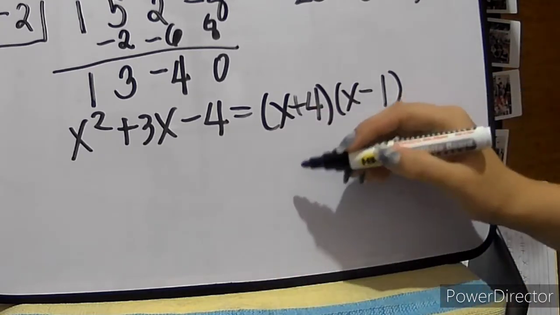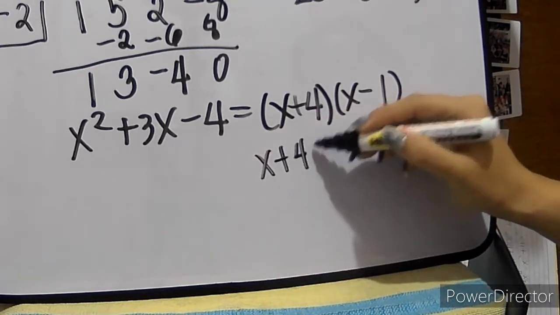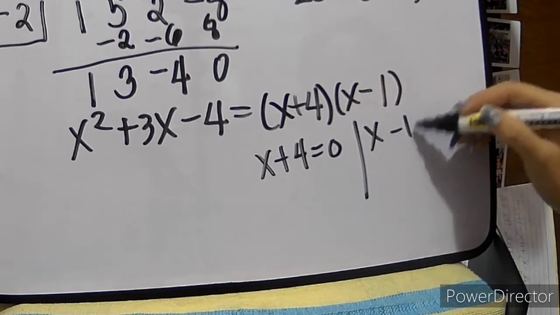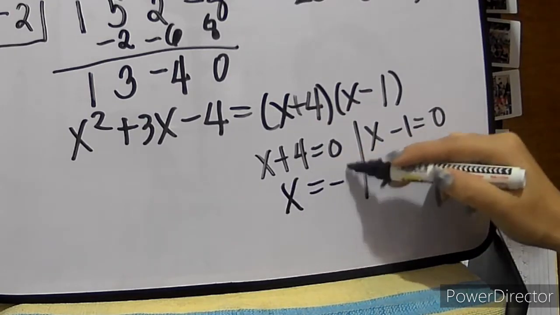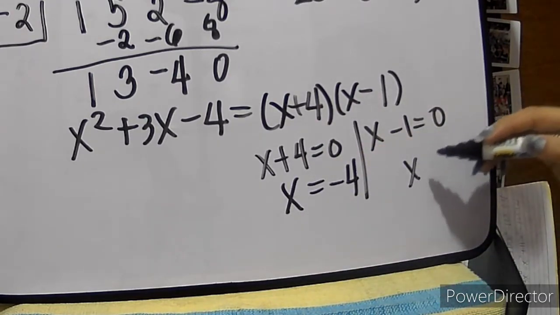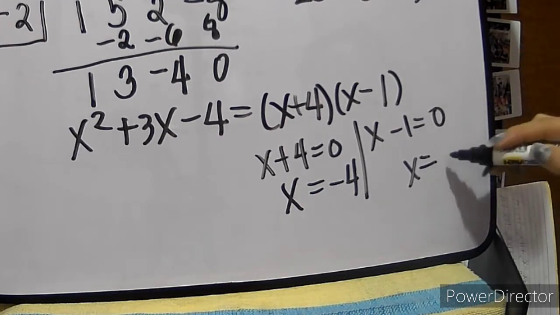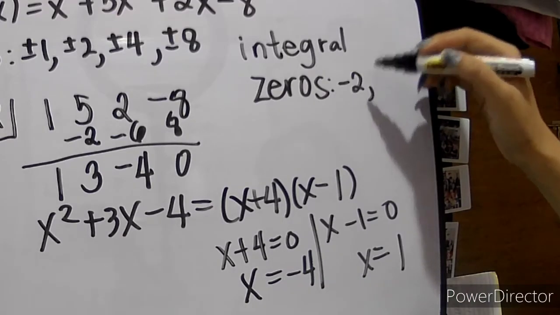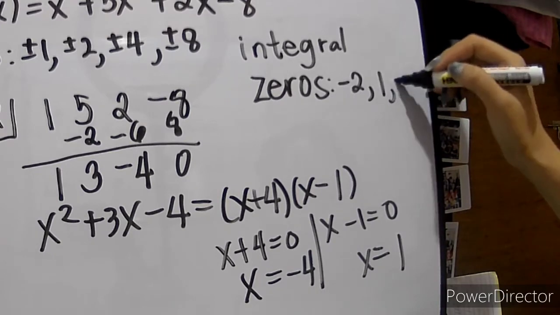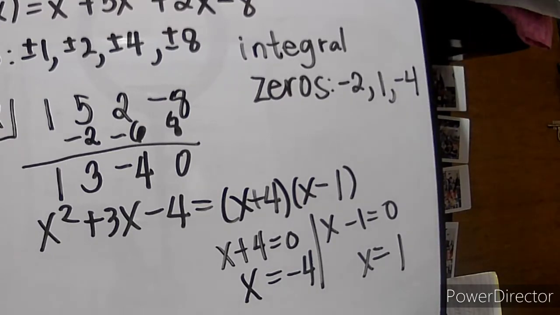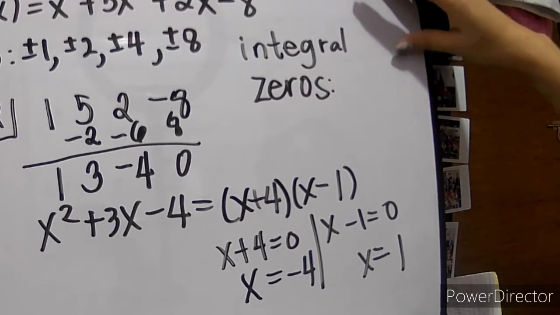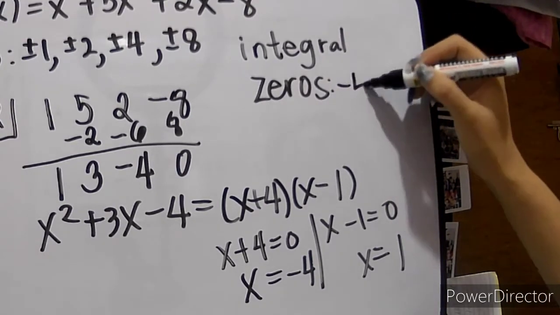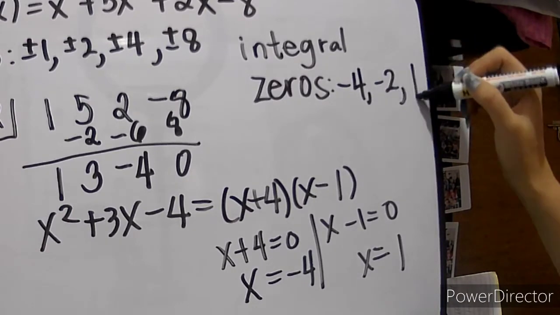Okay? And then, so this is a factor, hindi to zeros. So, para makuha yung ating zeros, equal lang natin yan sa 0. And then, find the value for x. So, this is x is equals to negative 4. And while this x is equals to positive 1. So, ang ating zeros ay negative 2, positive 1, and negative 4. But, I would like to write it in ascending order. So, I will write negative 4, negative 2, and positive 1.